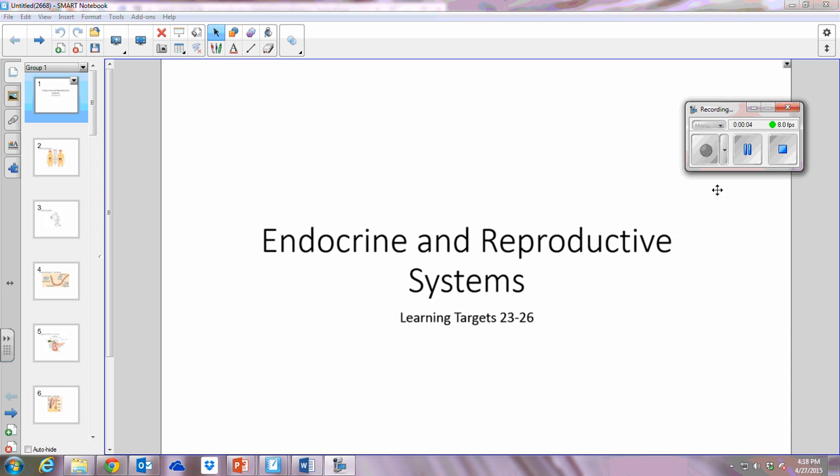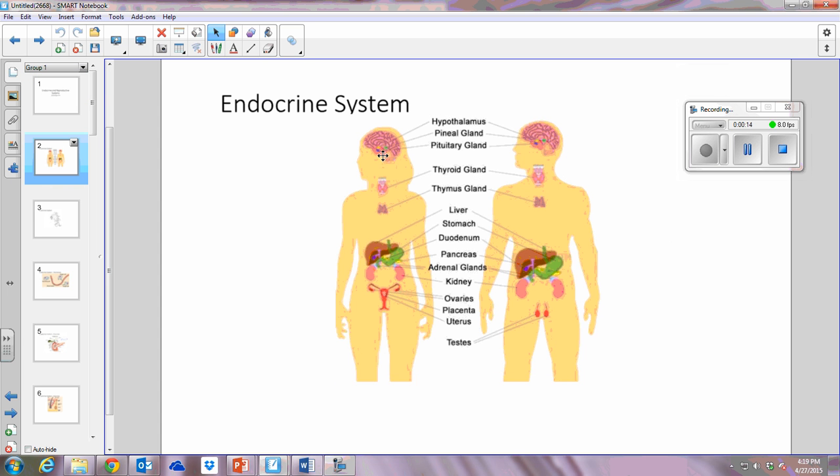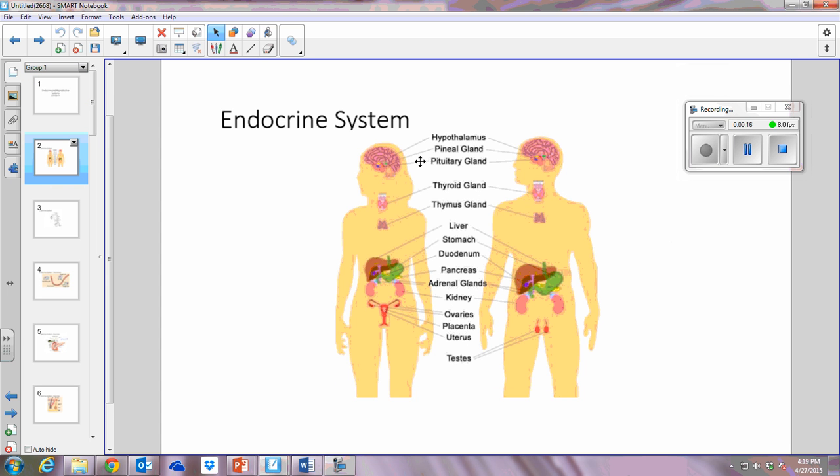Video is about Unit 9, Human Systems, Learning Targets 23 through 26, Endocrine and Reproductive Systems. The endocrine system is full of glands, and these glands each perform different functions, but to give an overall function of the endocrine system, this would be to communicate so that your body is able to send signals from the brain to the rest of the body.